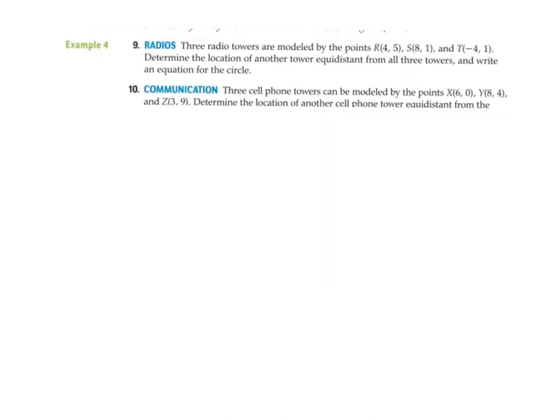Okay, so let's have a look at question number 9. You've been given 3 points, R, S and T, and then what it's asking for, it says, even though it says determine the location of another tower equidistant, what that means is that needs to be in the center, so that's the center of your circle. So basically if you plot your points, you should have R over here somewhere, S will come down here, and T is over here.